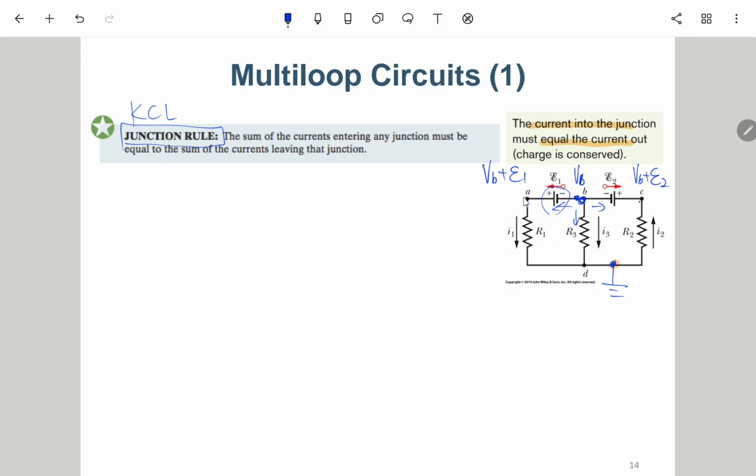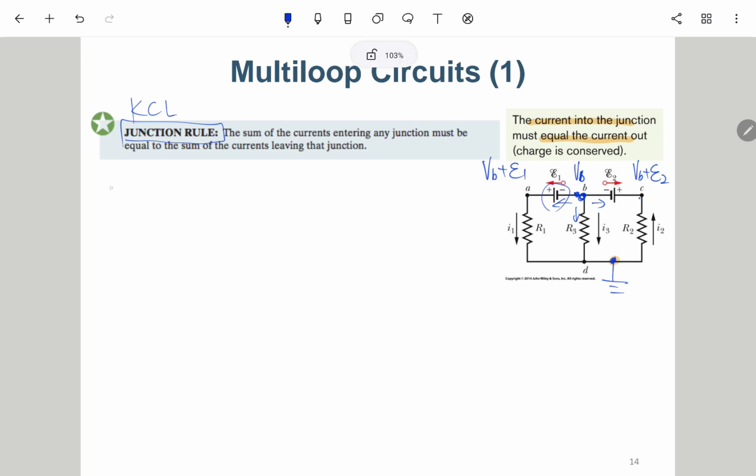So this is VB plus E1. This is ground. So I1 should be VB plus E1 all over R1. So this thing is I1. And then I3. I3 is VB minus 0 over R3.